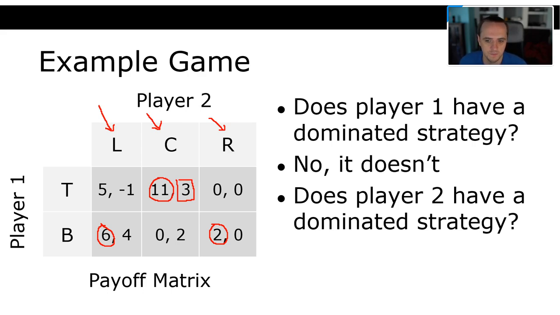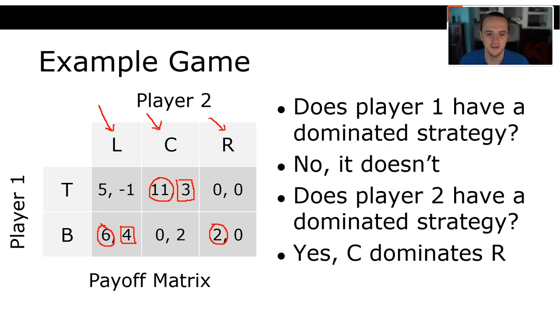If player one chooses bottom, then left gives us four, center gives us two, right gives us zero. So we would choose left if the other player chose bottom. But this is why I now have a 2x3 matrix. This is an important lesson, and I phrased it particularly in this way. We're saying, does it have a dominated strategy, not does it have a single best strategy?